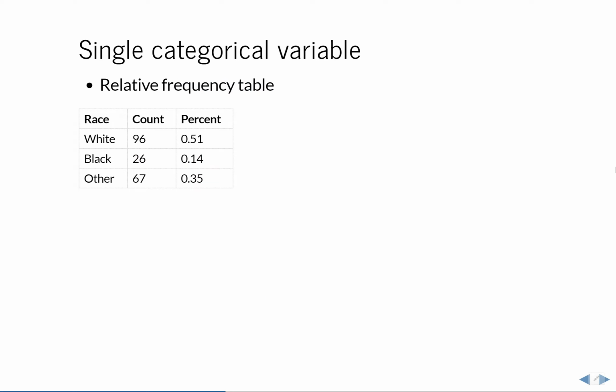For example, why not just create a relative frequency table? Just like a frequency table is probably the most efficient way to summarize categorical data, a relative frequency table does the same thing, only with percentages instead of counts. And it's very, very clear that white mothers account for slightly more than 50% of this data. So for my money, a frequency table and/or a relative frequency table are just fine. They're great options for this data.